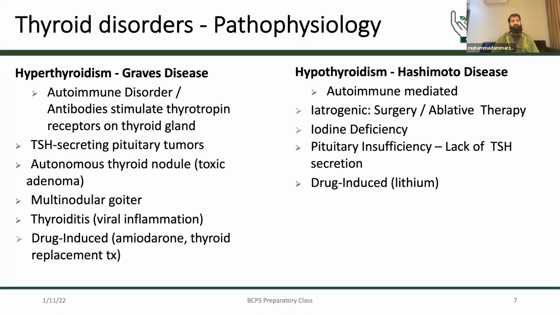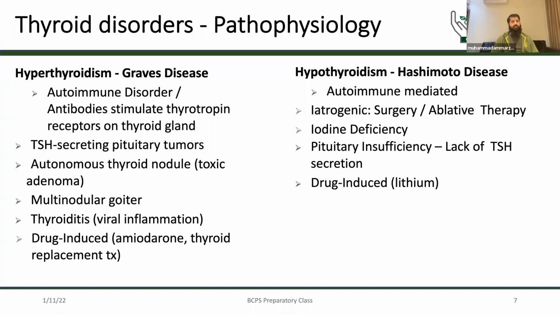That TSH levels would be low due to the feedback. So this secretion of T3 and T4 is not due to the increased level of TSH. This increased secretion of T3 and T4 is due to the stimulation of TSH receptors by autoantibodies. There are other hyperthyroid disorders as well.